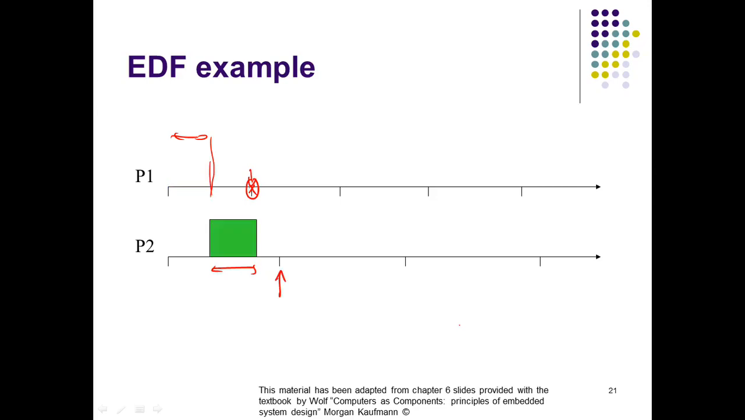Okay, now what's my earliest deadline? This one, so I run P1. Now, what's my earliest deadline? It's this one, so I run P2. Now, what's my earliest deadline? This one. Now, what's my earliest deadline? This one. So, do I run P1 or P2? P1. Does everyone say P1?